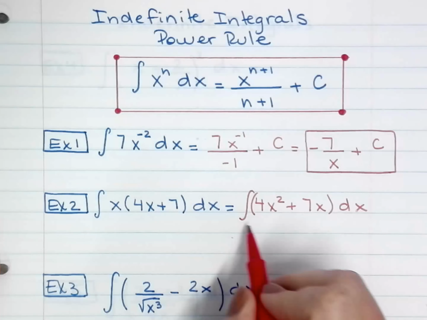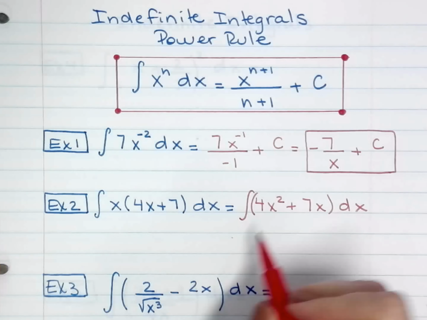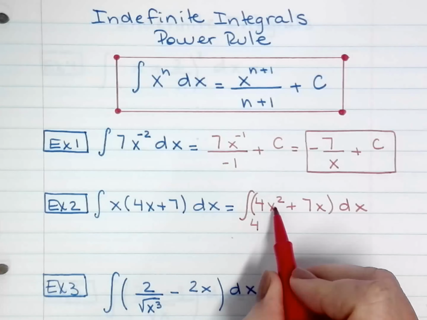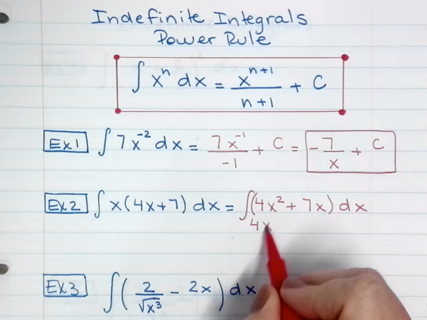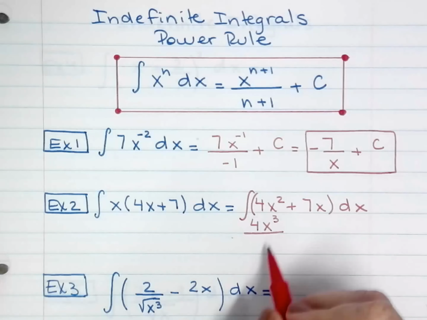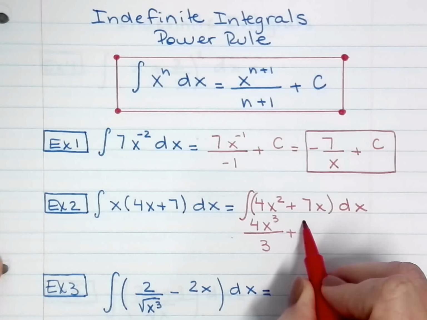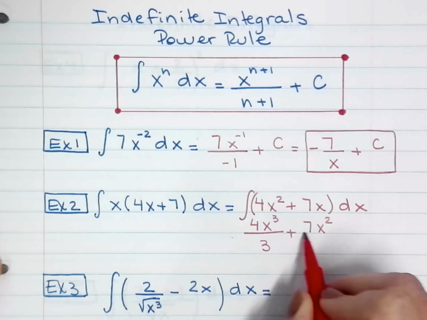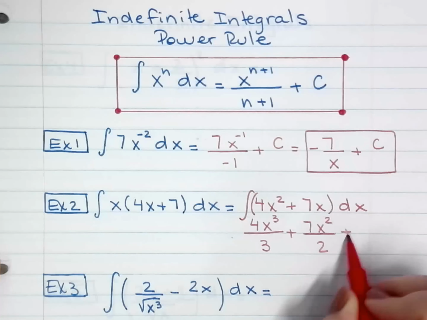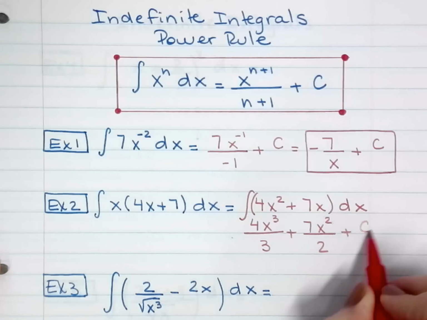So that 4, this 4 right here stays right there. So we have a 4. You add 1 to the exponent. So the exponent is 3. Then you divide by the new exponent, so 3. Do the same thing over there. So 2 right there. Remember to add the c right there.